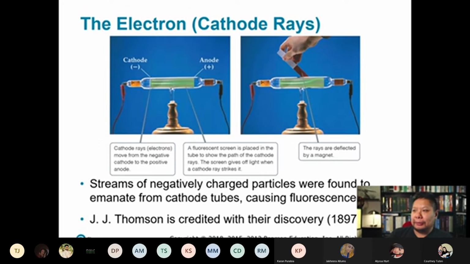So electrons are also known as cathode rays, right? And if you look at the picture here, you can see that the cathode rays, or the electrons, actually emanate from the negative electrode, or the cathode over here, and go towards the anode, or the positive electrode over here, which makes sense because everybody should know that electrons are negatively charged, okay?